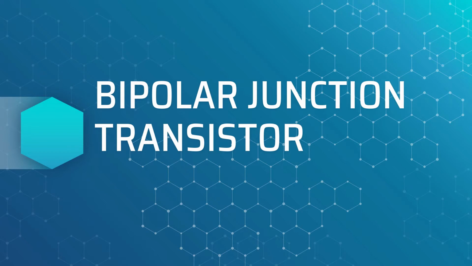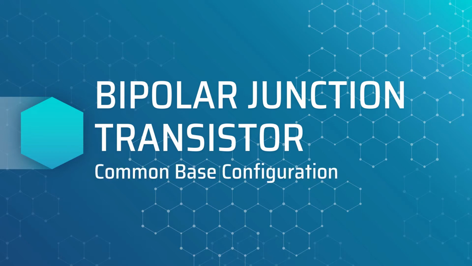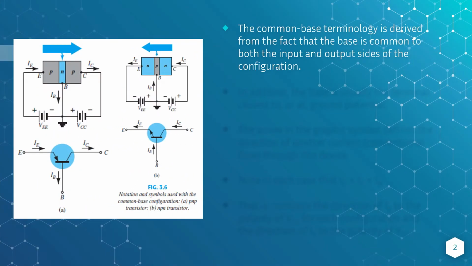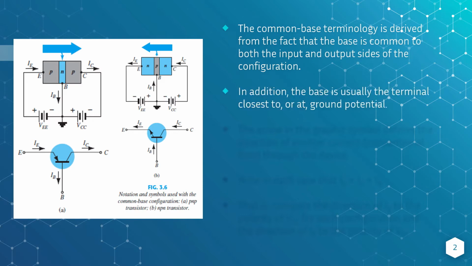Napag-usapan natin sa mga naunang lesson ang tungkol sa parts ng BJT, which is collector, emitter, and base. At sa lesson na ito, we will talk about the common base configuration. The common base terminology is derived from the fact that the base is common to both the input and output sides of the configuration. In addition, the base is usually the terminal closest to or at ground potential.